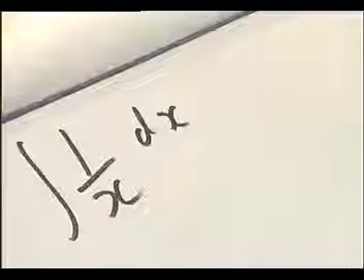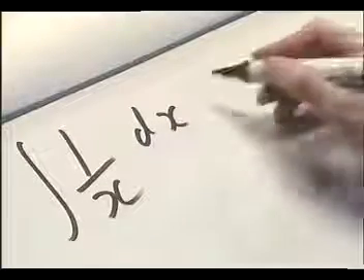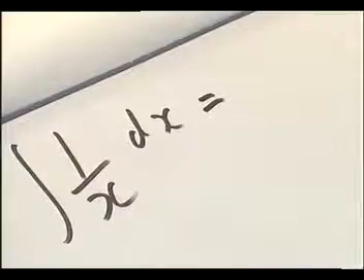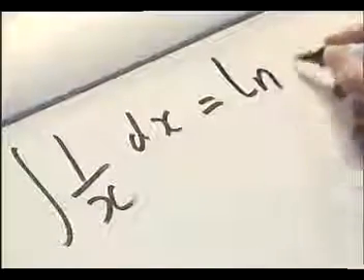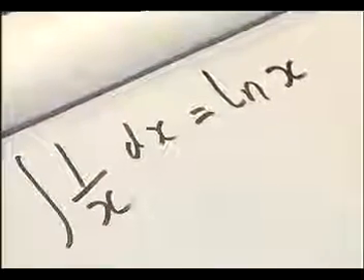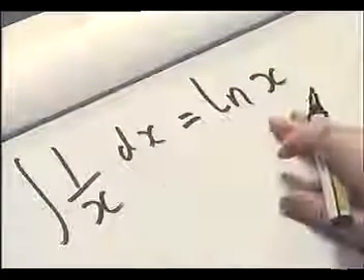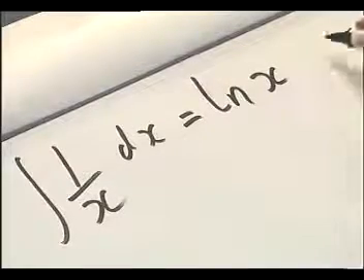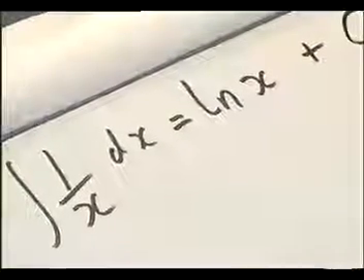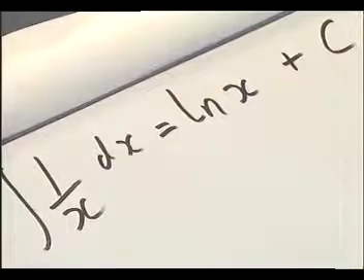Next standard form is the integral of 1 over x. We saw this when we did differentiation, because we saw that the derivative of the log of x was 1 over x. So if we reverse that process, the integral of 1 over x must be the log of x. And we must include the constant of integration c.